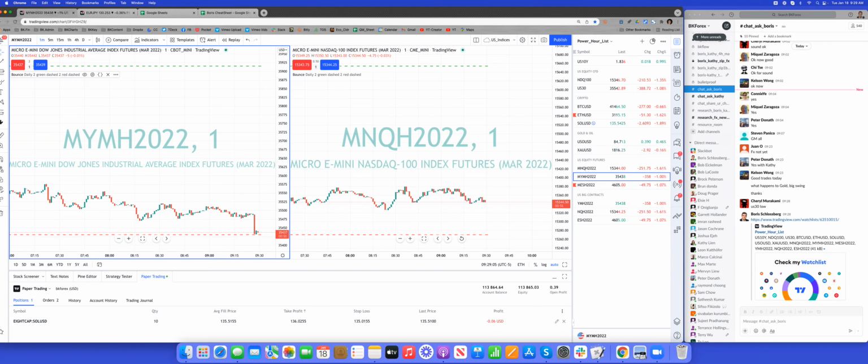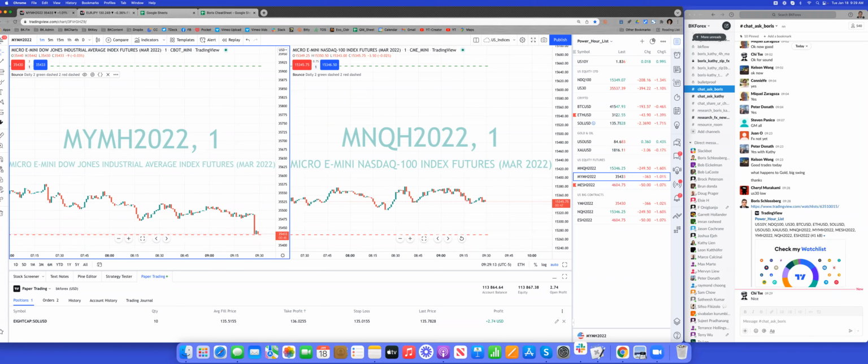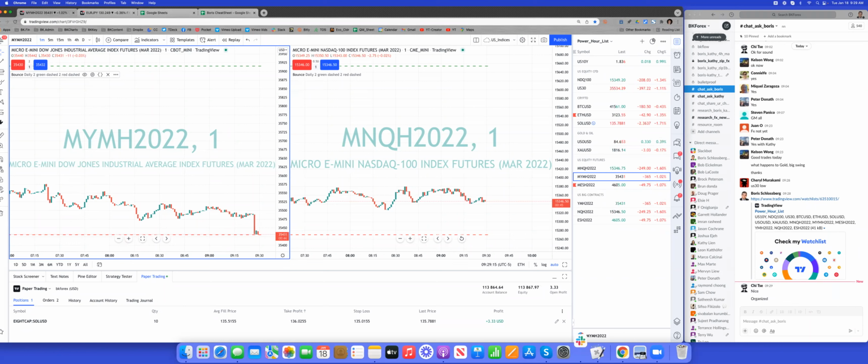Let me know if you guys like the way that this watch list looks, because I'll make you one for FX, for crosses. It's nice and organized, right? And it's organized by what we trade, so it's super easy to use.